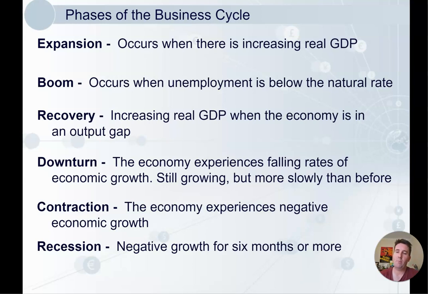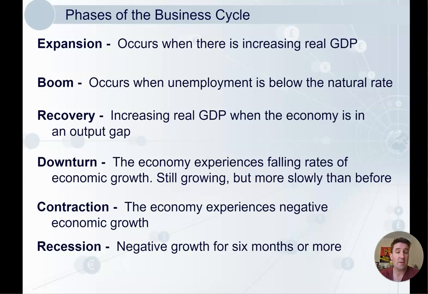What do I mean by an output gap? It means when we're operating at far less than potential, and we're growing. That's called a recovery. A downturn is when the economy is still growing, but it's growing more slowly than before. So economic growth is starting to slow. So say it goes from 3% to 2% to 1%. That's a downturn. We're heading perhaps towards a recession.